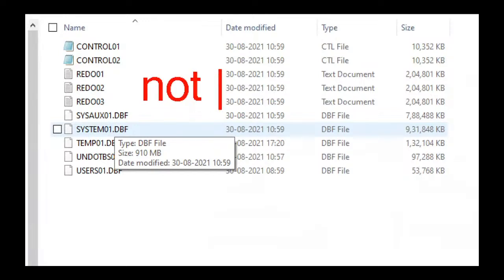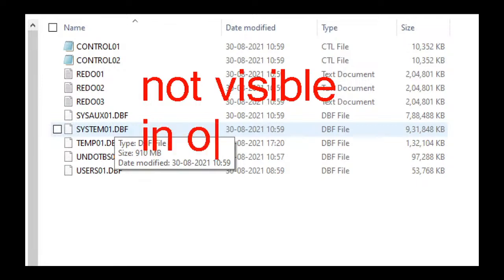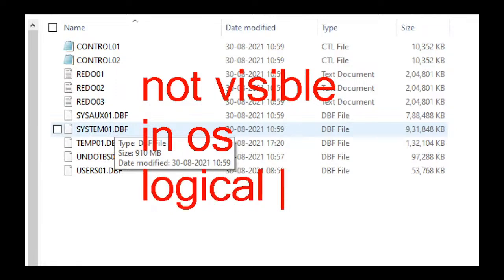A structure which is not visible in the operating system, in the OS, is called the logical structure of the database. That's why in the future, when you create tables, views, synonyms, procedures, functions in Oracle or SQL Server or DB2 database software, they are not visible in the C drive or D drive. Impossible. Because that is not a physical structure, that is a logical structure.